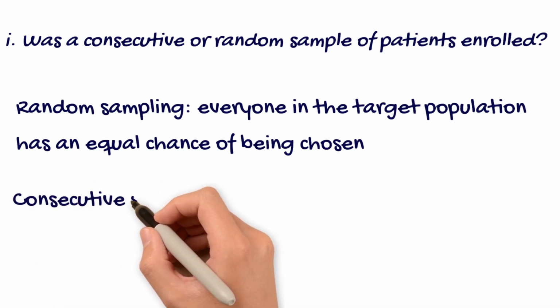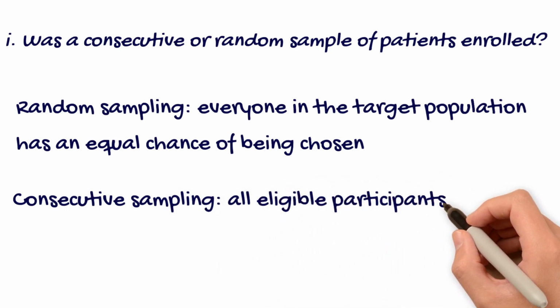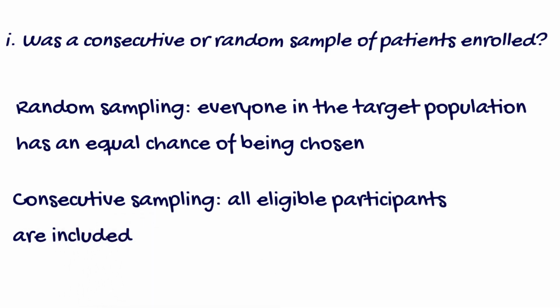Consecutive sampling is a method of selecting participants in which all eligible individuals who meet certain criteria are included one after another as they become available. A diagnostic accuracy study should ideally enroll all consecutive or a random sample of eligible participants with suspected disease. This approach minimizes potential biases that may occur if patients are selectively included or excluded based on certain characteristics.